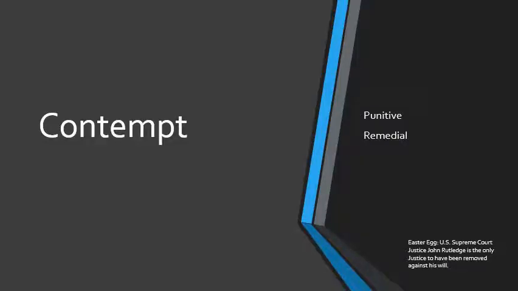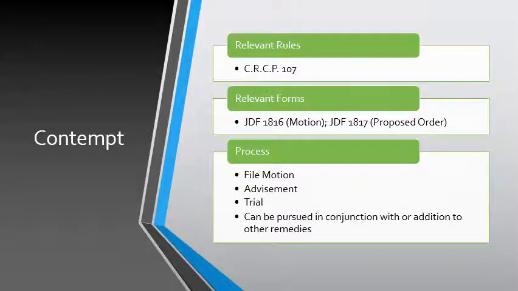Now, this is the reason most people attend this presentation, which is to understand a little bit more about contempt. So this portion of the presentation will talk about punitive and remedial contempt, and we'll talk specifically about the process. And then we're going to end just by asking a few questions about whether you need to hire an attorney or not. So the relevant rule for contempt is Rule 107. The relevant forms are JDF 1816 and 1817. The process for filing contempt is that you file the motion and the proposed order.